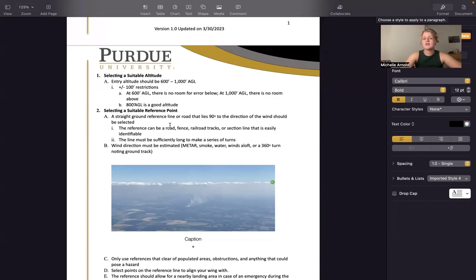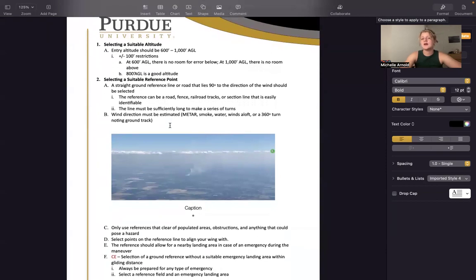So yes, and another thing to keep in mind is that you want to have a suitable landing field somewhere in the vicinity of this reference point, since we are coming so close to the ground. If we were to have an engine failure, you would need someplace close by to do an emergency landing.